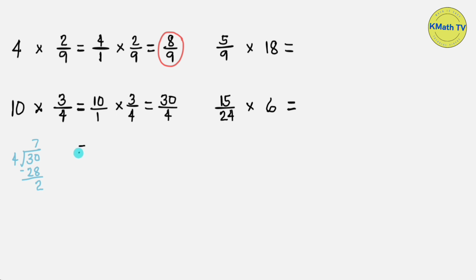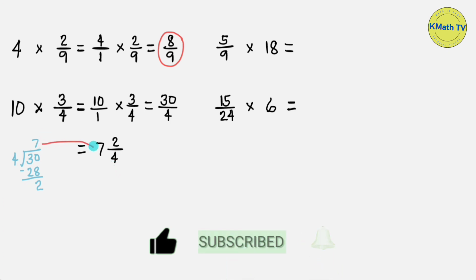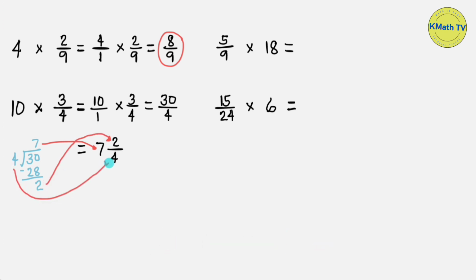Okay, let's write the answer. The quotient 7 must be the whole number. The remainder is the numerator of the fraction. And the divisor is the denominator. Remember that when you write an improper fraction as a mixed number, the denominator does not change. This is how to write the answer when you express an improper fraction as a mixed number. Okay, the answer is 7 and 2/4.